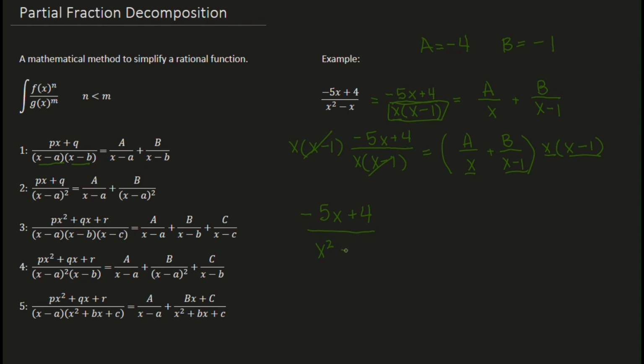I can now plug this into this original format using this right here as my guide. I get negative 4 over x, minus, instead of plus because it's a negative 1, 1 over x minus 1. And this is the format for a partially decomposed fraction taking form 1.